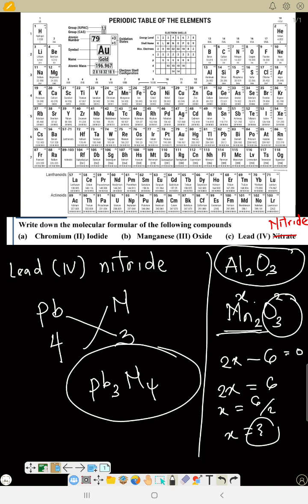So in the next video, I'm doing non-metal and non-metal. So you see I categorize all these headings separately so that you can easily differentiate if it is metal and non-metal, transition metal and non-metal, or non-metal and non-metal. So the next one is non-metal and non-metal.